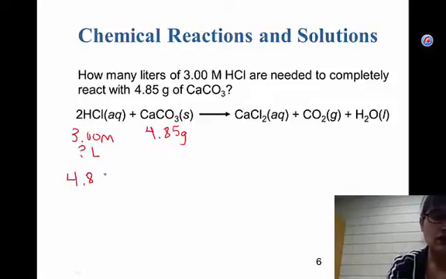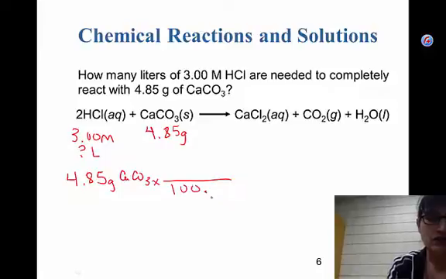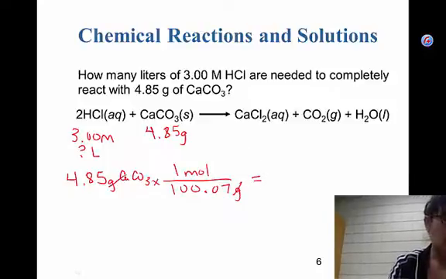So 4.85 grams. And that's CaCO3. My molar mass is 100.07 grams in 1 mole. So I'm going to take 4.85 and divide by that molar mass.